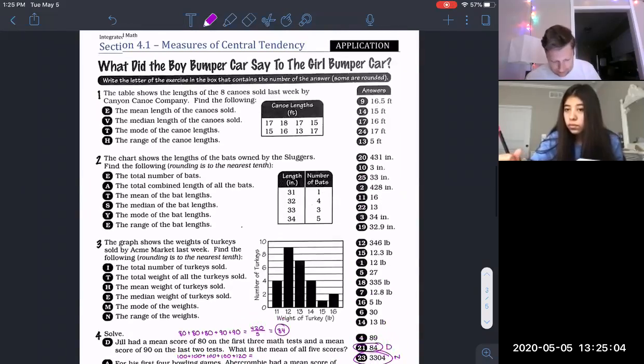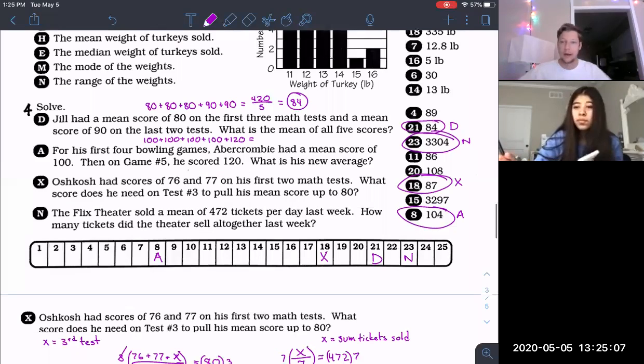What did the boy bumper car say to the girl bumper car? Well, we don't know yet, but got a good start.